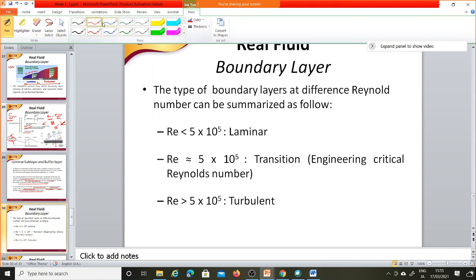So what we summarize is that when the Reynolds number is 5 to the power 5, we call this laminar. When the point is equal or equivalent to this, we call this transition. We call this the critical value. The critical value means below it is laminar and above it is turbulent.